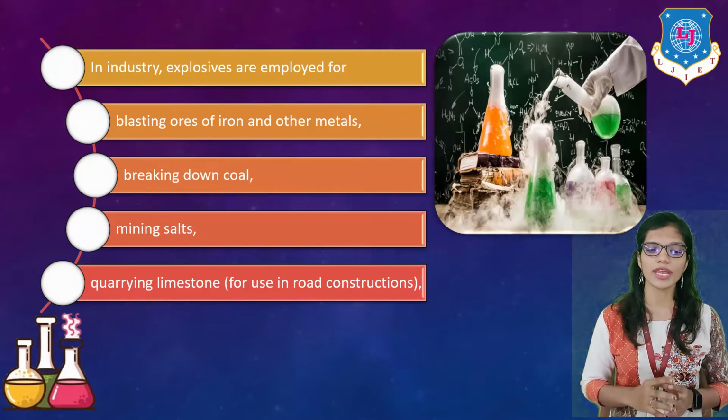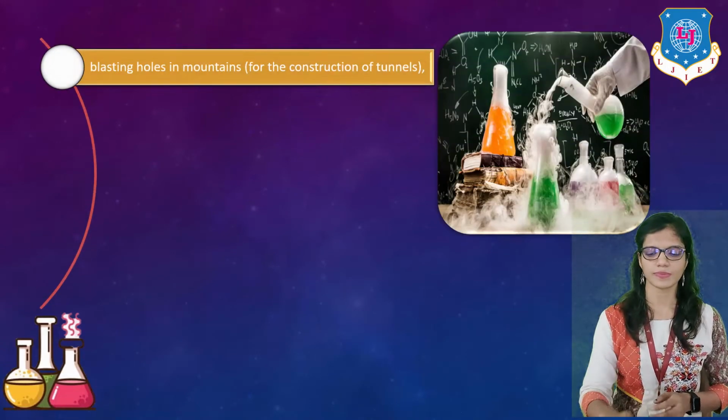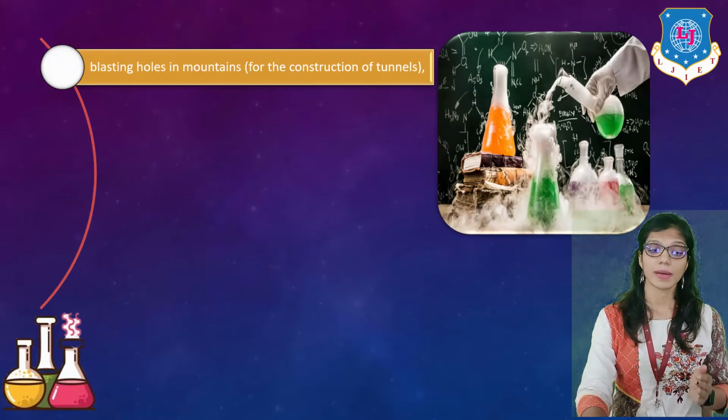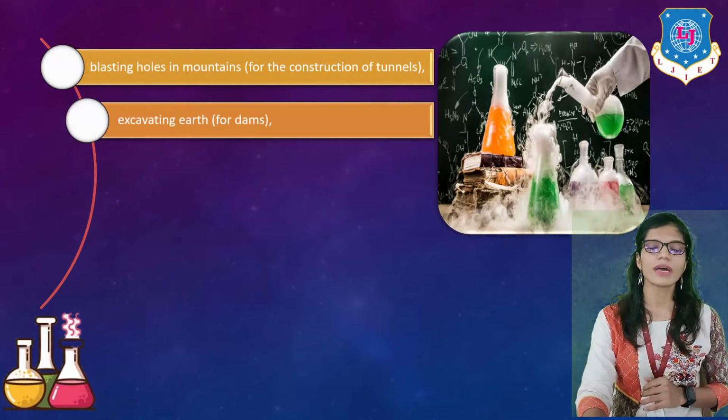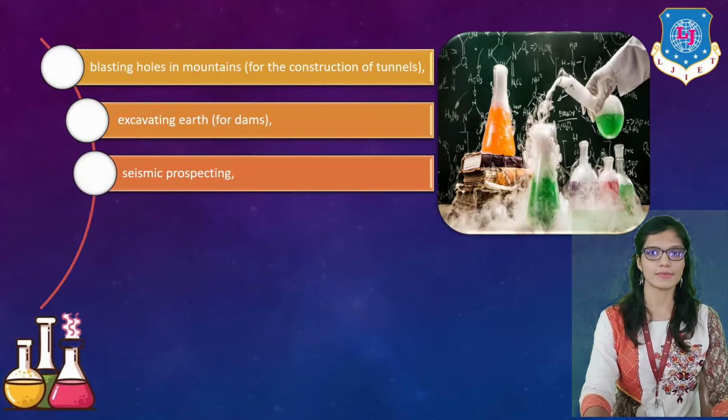Then we will have quarrying of the limestone, right? Limestone is a very important part in road building or road construction. So there we can use them. Then we will have the application in blasting of holes in mountains. Basically, they are used for construction of tunnels, in excavating the earth for dam purposes, to manufacture different types of dams. We can use them in manufacturing of the dams.